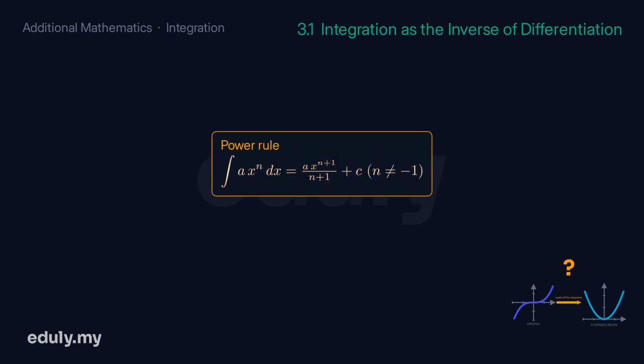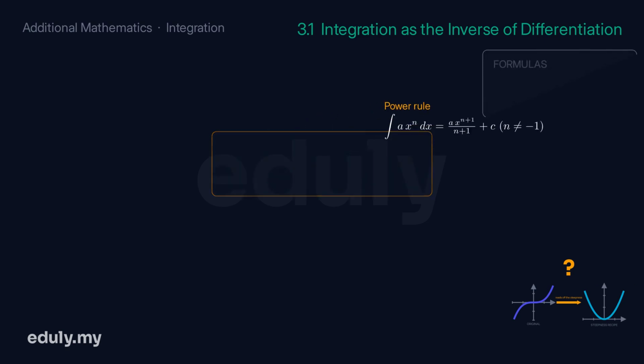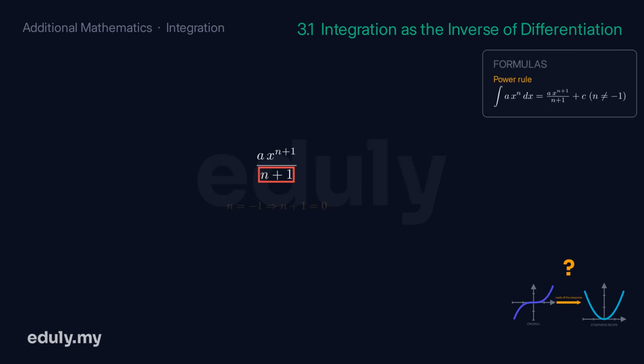Add 1 to the power, divide by that new power, and always tack on +c. That's the whole rule, and it earns its keep because we just watched it work 3 separate times. One power it can never touch is -1, because then you'd be dividing by 0.